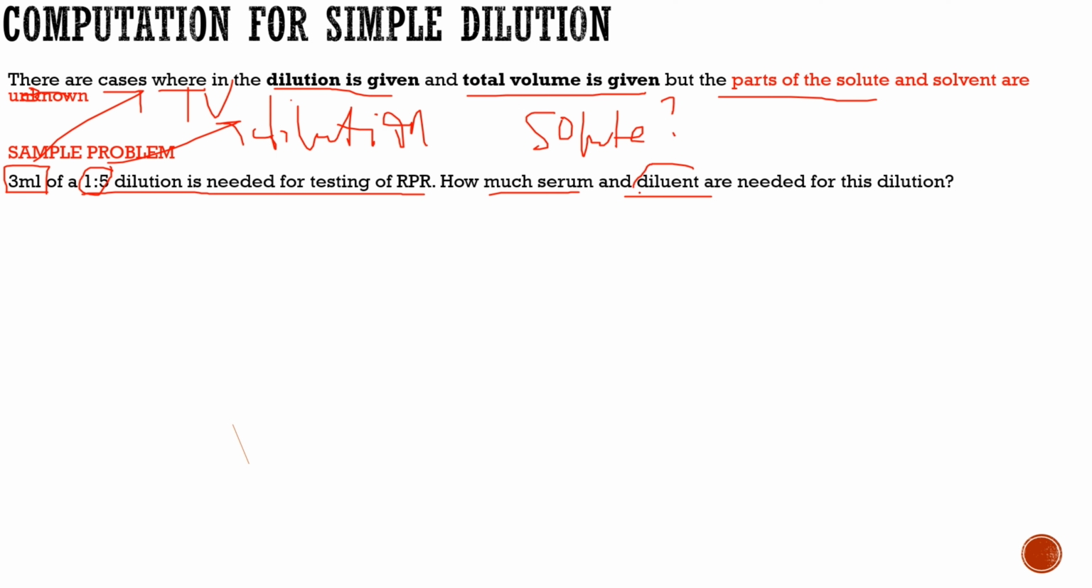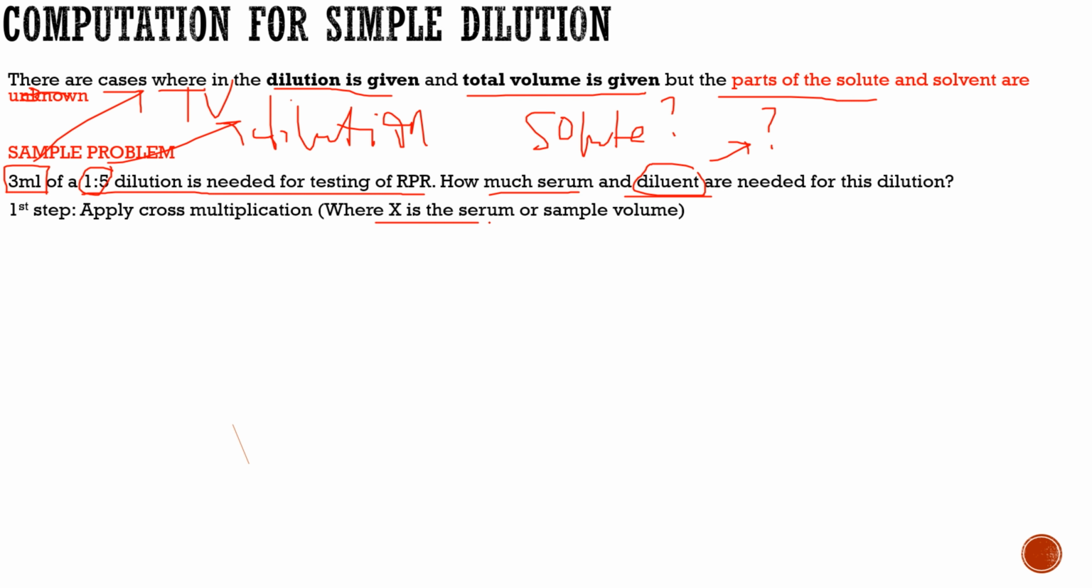and the solvent or the diluent. So here's what you're going to do. You're going to perform cross multiplication. So, here again, sir, why is there math? Why is there algebra? Class, this cross multiplication is easy. You are familiar with this, it's just basic algebra. Oh, here comes X again. We're talking about X again, class. So you're going to apply cross multiplication where X, class, is the serum or the sample volume.